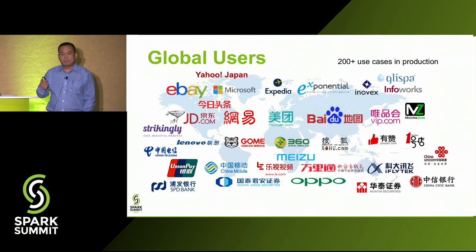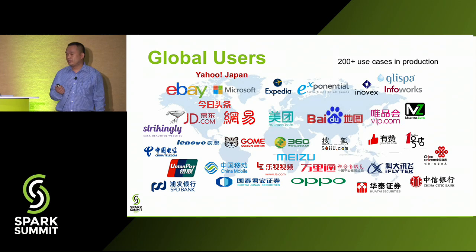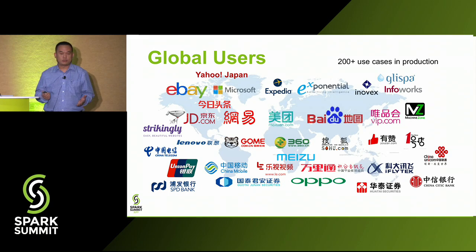Beyond the internet companies, we have already been adopted across most industries, say finance, banking, insurance, securities, and fintech, and also telecom. Many of the telecom companies in China have already adopted this as their key analytics platform, and also a lot from manufacturing, gaming, advertising, and many others.